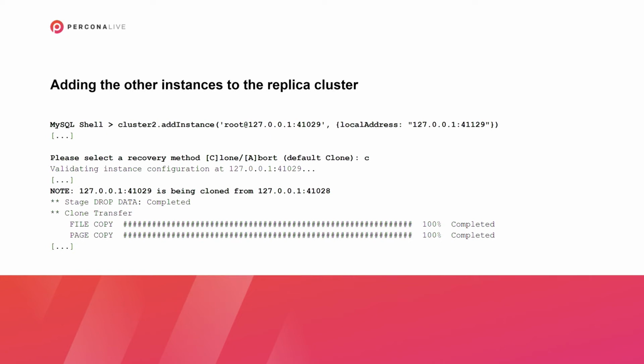So you just basically add the other instances to the secondary cluster, and it will clone. It will clone from the primary of your secondary cluster. So it doesn't need to always copy from the primary data center. Since you created a cluster set as a replica, it can use that to build your secondary cluster.